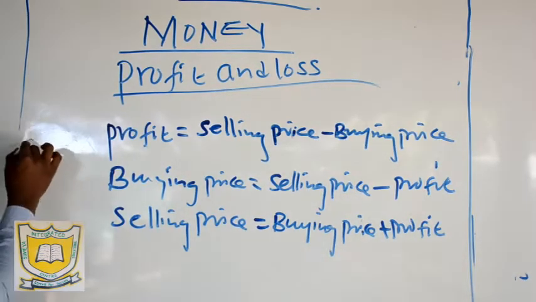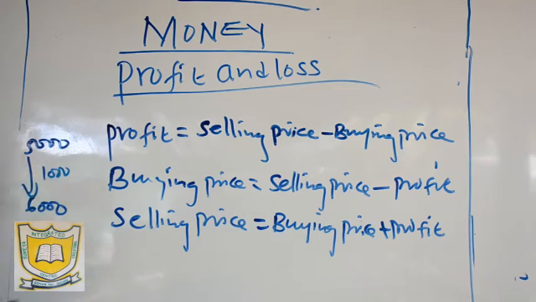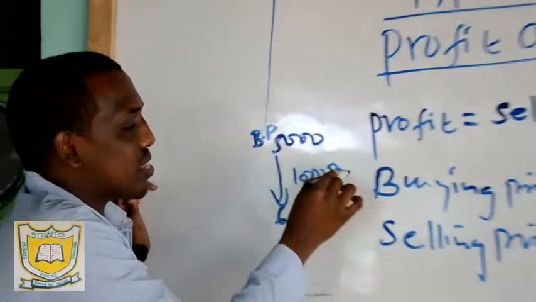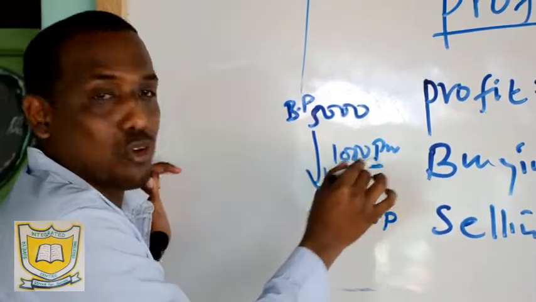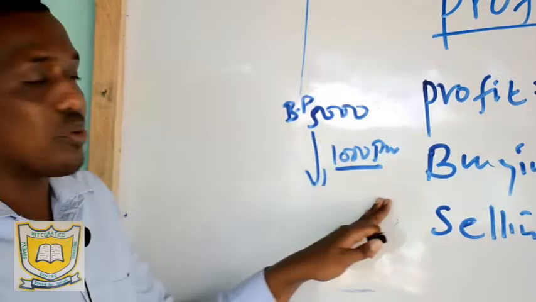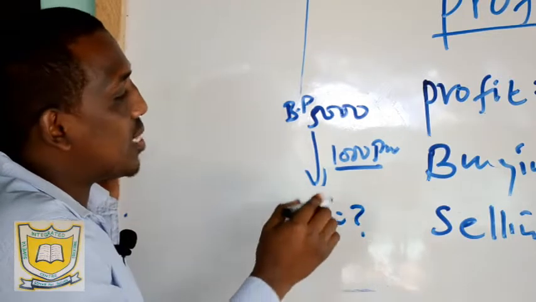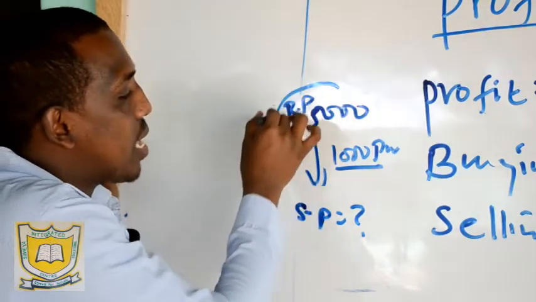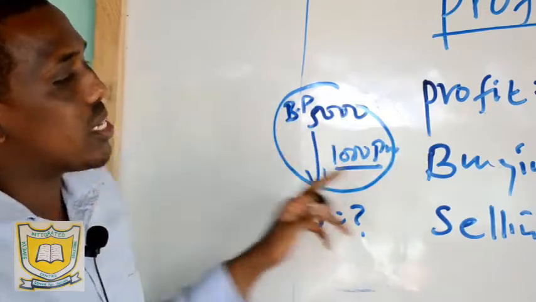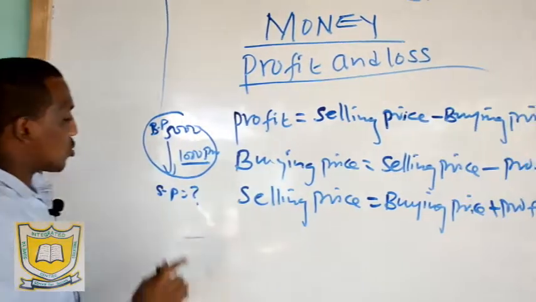Remember our buying price, I said, was 5,000. The selling price was 6,000. So the profit in between is 1,000. So this was the buying price, this was the profit, and this was our selling price. To get this profit, we say selling price minus buying price is 1,000. How do we get this selling price now? We don't have this selling price, this one is a question mark. To get the selling price, we add. We say buying price plus profit. That's why selling price is equal to buying price plus profit. So it is 6,000.